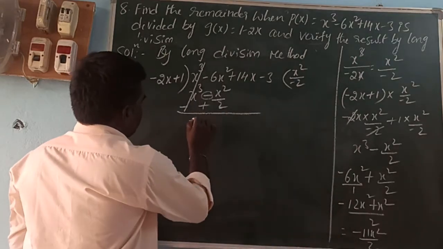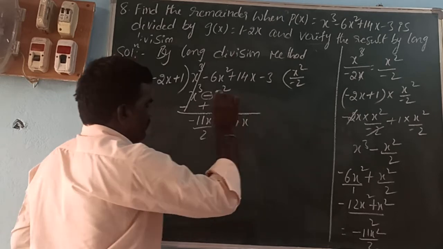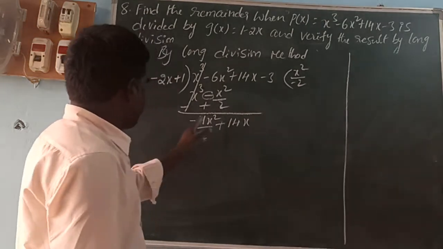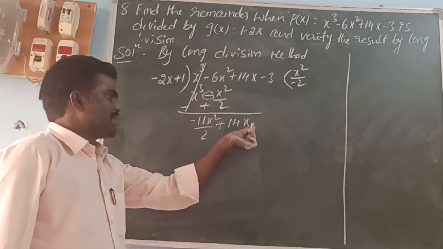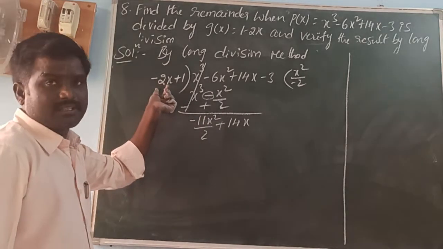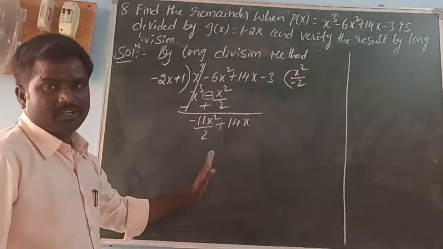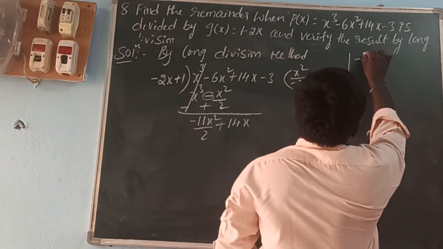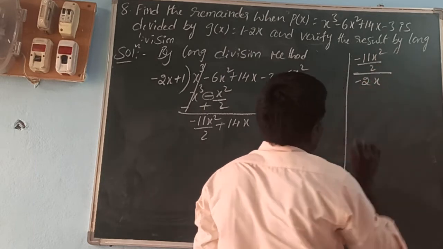So which term do we get? Minus 11x square by 2. Draw down 14x. So here in the dividend, what are the terms? Minus 11x square by 2 plus 14x. First term is minus 11x square by 2. Here the first term is minus 2x. So here minus 2x is multiplied with which term? We can get minus 11x square by 2. How? The first term of the dividend by first term of the divisor. So that is here minus 11x square by 2 by minus 2x.